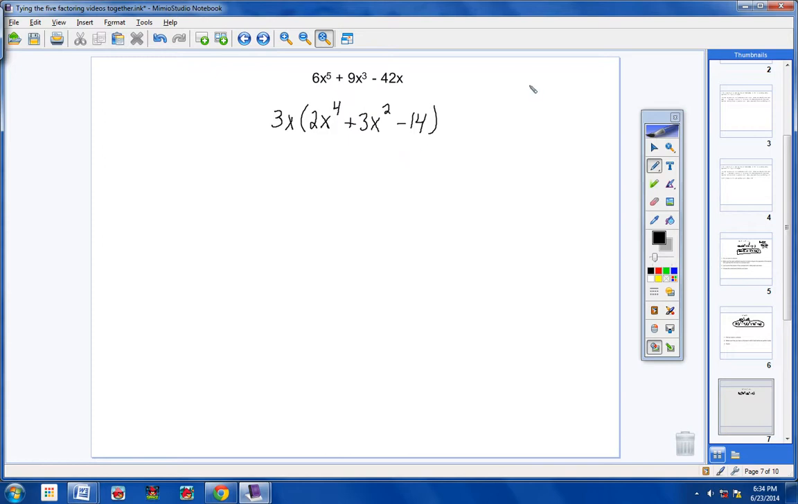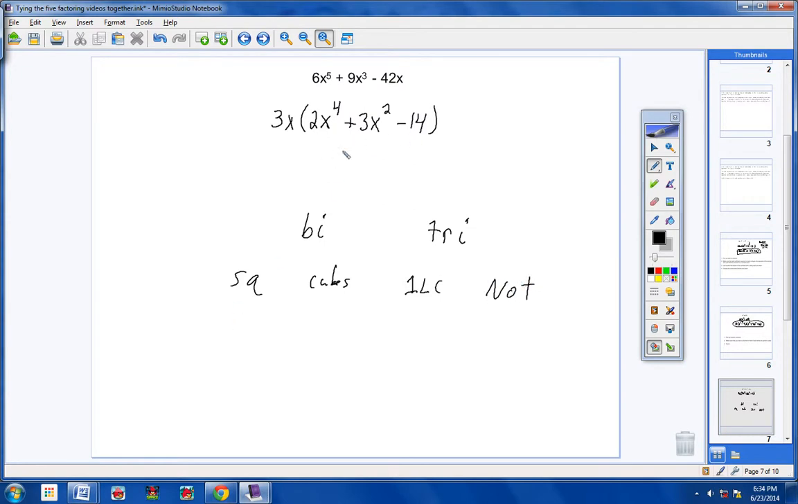Now, after you pull out what's common, you ask yourself, am I left over with a binomial or am I left over with a trinomial? If you're left over with a binomial, we looked at perfect squares and perfect cubes. If you're left over with a trinomial, we looked at ones that have 1 for a lead coefficient and ones that do not have 1 for a lead coefficient.